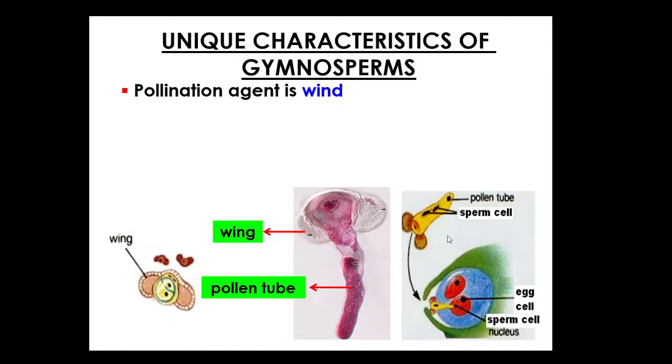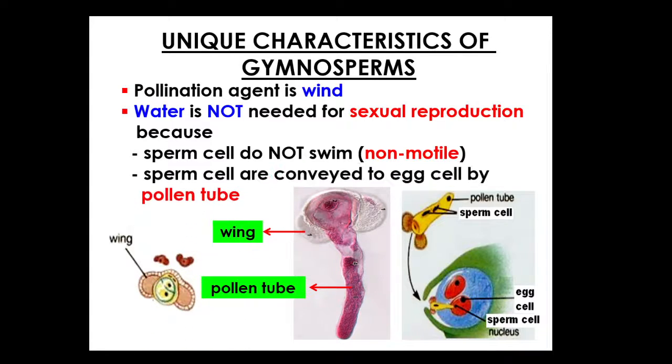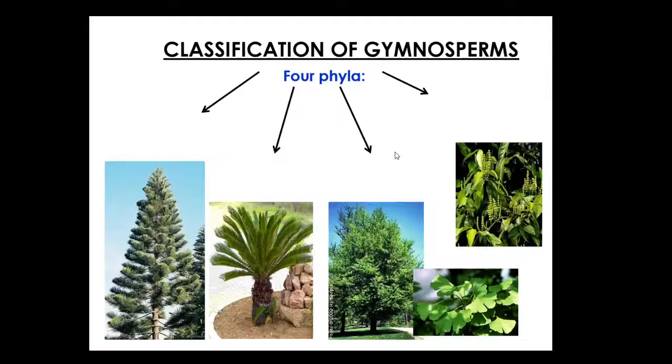Their pollination agent is wind. Water is not needed for sexual reproduction because the sperm cells do not swim. Sperm cells of gymnosperms are non-motile. They will be conveyed to the egg cell by the pollen tube. This is a little bit similar to the angiosperms that you learned about last semester. There will be a pollen grain, the pollen grain will germinate to produce a pollen tube, and the pollen tube will deliver the sperm into the egg. Water is not needed for sexual reproduction of gymnosperms and their pollination agent is wind.